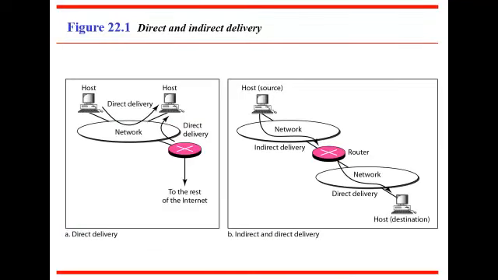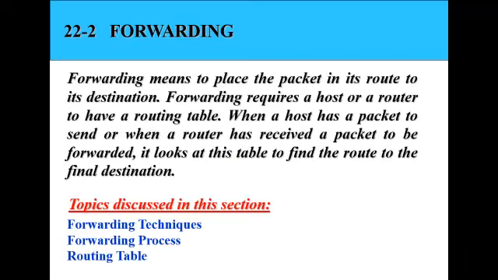So now delivery methods can be of two types: direct delivery and indirect delivery. Now you can see in the diagram, direct delivery is a process when the network is the same and packets can be delivered from one client to another client directly. But if networks are separate, then obviously there has to be some connecting device, which is a router, and which is responsible for delivering the packet.